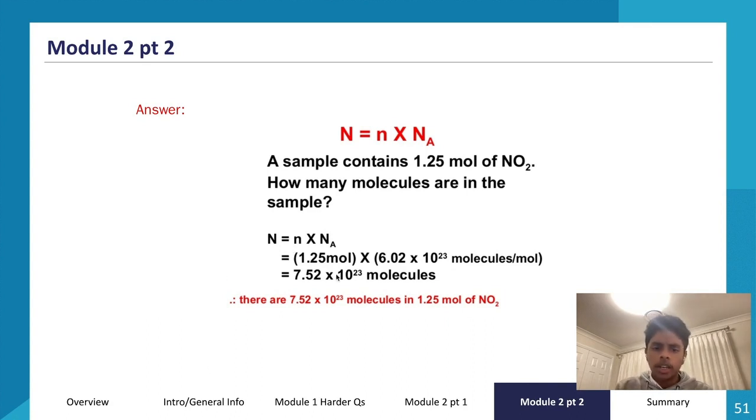What is the sentence in red now? Why do I have these 3 dots? These 3 dots mean therefore, it's a simplification for therefore. So I have this additional sentence saying, therefore, there are 7.52 times 10 to the power of 23 molecules in 1.25 moles of NO2.